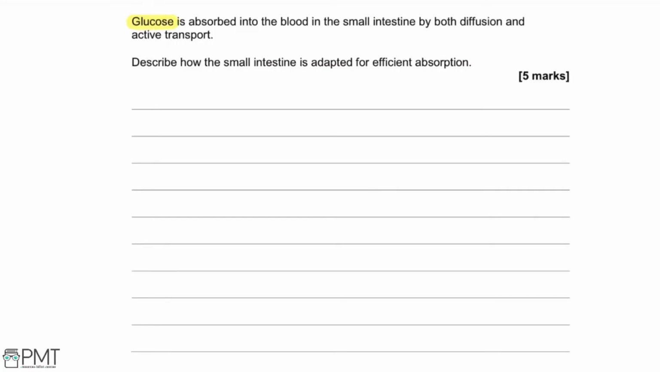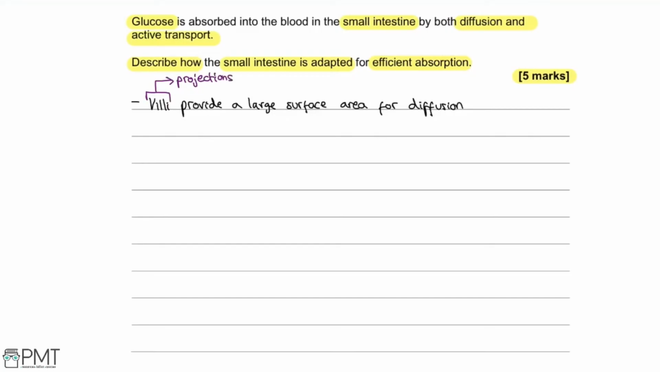Glucose is absorbed into the blood in the small intestine by both diffusion and active transport. Describe how the small intestine is adapted for efficient absorption, and this question is worth 5 marks. So here you want to aim for 5 logically linked points. The first point you might decide to make is about the villi, and these line the surface of the intestine to provide a large surface area for diffusion. What they actually are is just these little projections, almost like fingers sticking out of the lining.